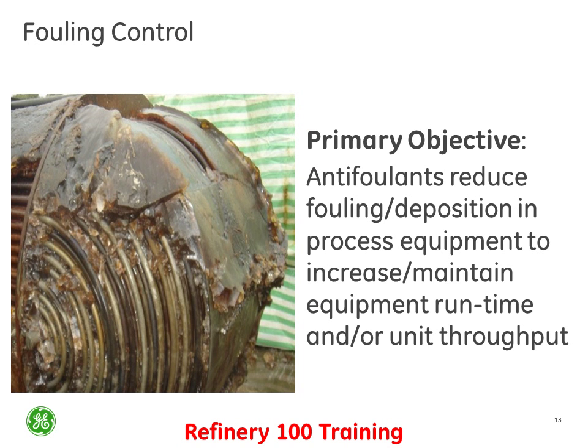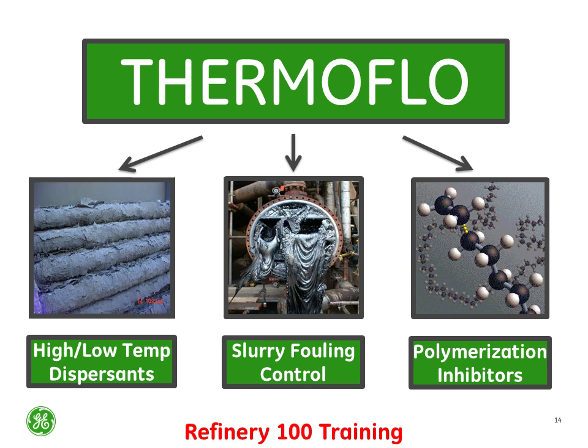Fouling control is a use of additives to reduce fouling and deposition in process equipment to maintain run length or throughput, or to save energy. The brand name here is called Thermoflow. We have a couple of basic categories: high and low temperature dispersants. We have special chemistries for control of fouling in the slurry loop, and we have inhibitors that control the growth of polymers in some hydrocarbons, which can eventually cause fouling.